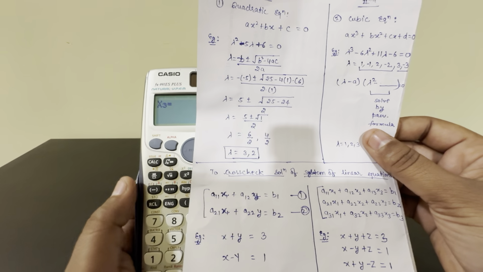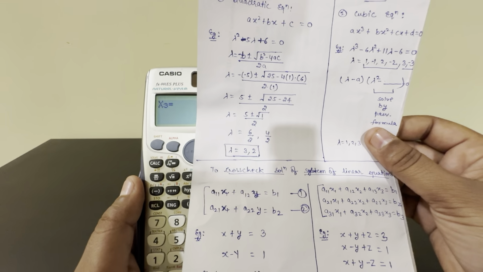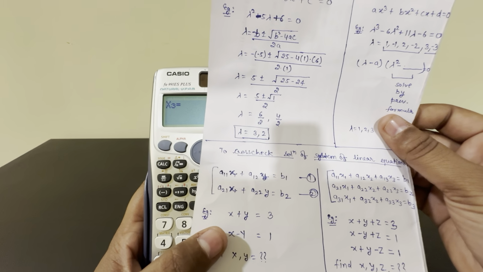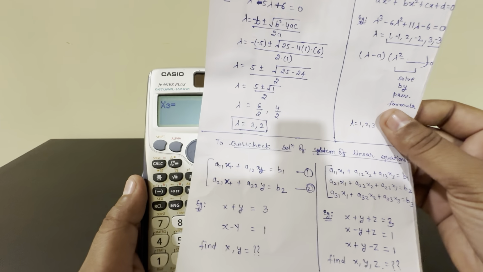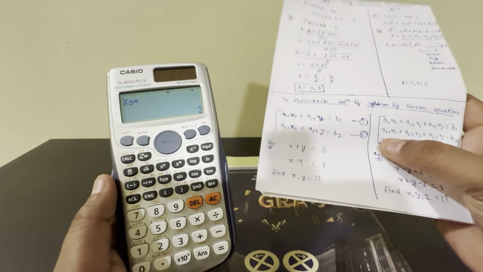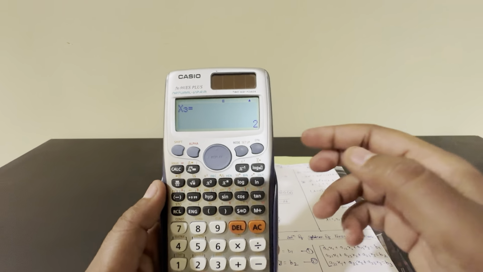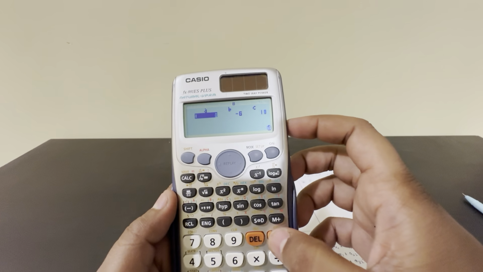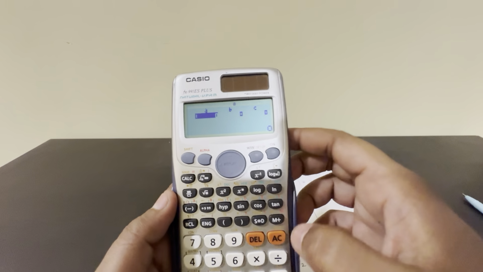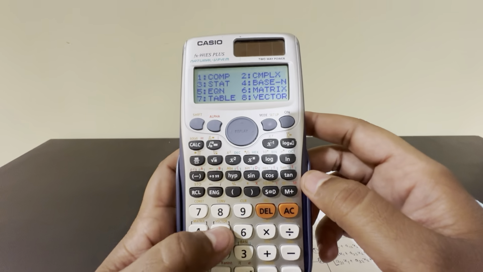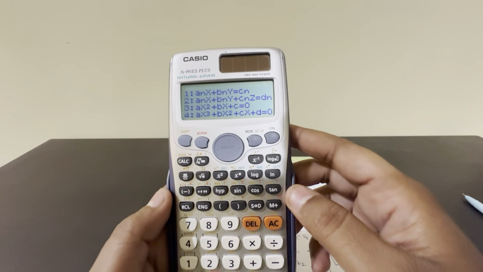Whatever answers you get from those methods, you can cross check by using the calculator within 30 seconds or 20 seconds. So let me also give you that method to cross check your answer. For that, again click on AC. Now again mode setup, and press 5 for equation.